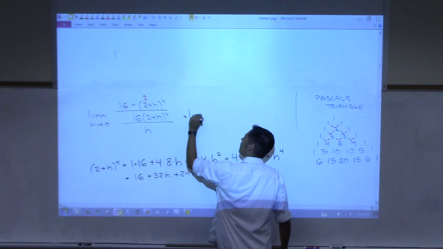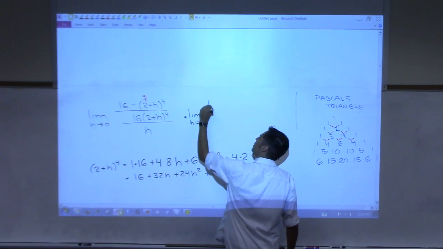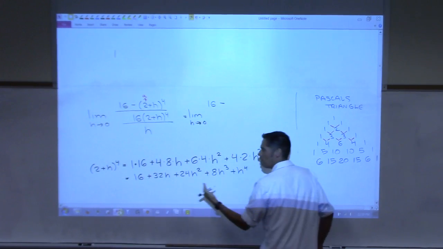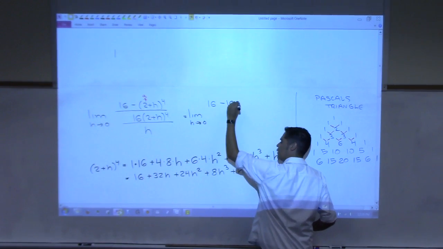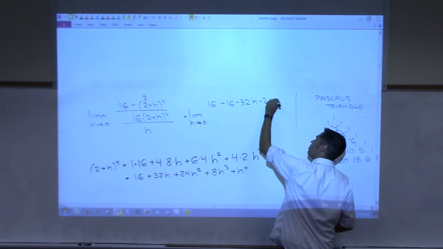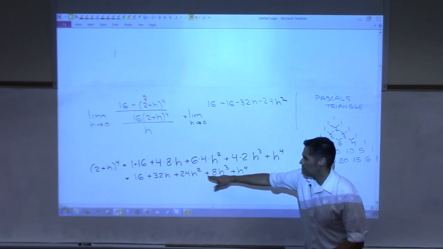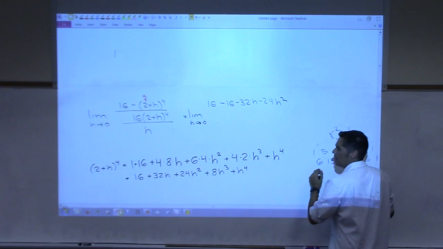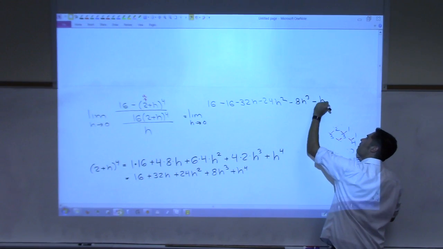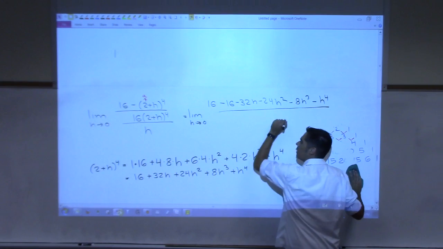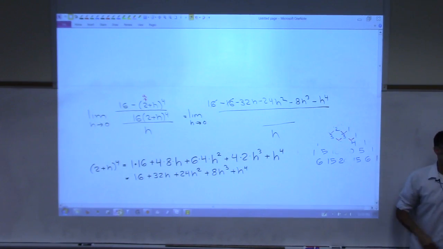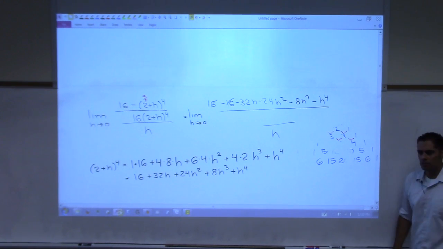So limit as h goes to 0 of 16. Take away that whole thing, so you've got to subtract each one of those. So minus 16 minus 32h minus 24h squared, just subtracting each of these, and then minus 8h cubed and minus h to the fourth, all over the common denominator, all over h. These 16s cancel. All those have an h in them. Factor out, cancel the h. You should get the same answer. Understand?